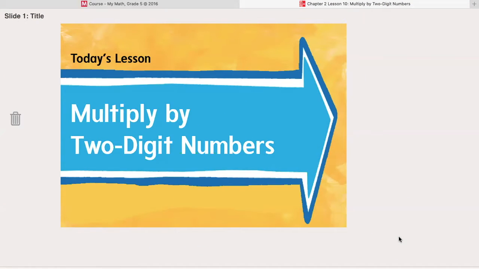Good morning, fifth grade. Today we are in Chapter 2, Lesson 10 on page 137, and we are talking about multiplying by two-digit numbers. Let's go to Math in My World.